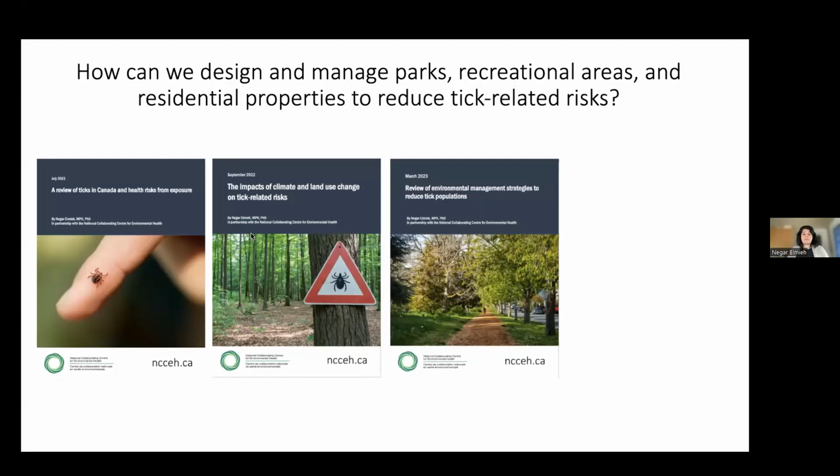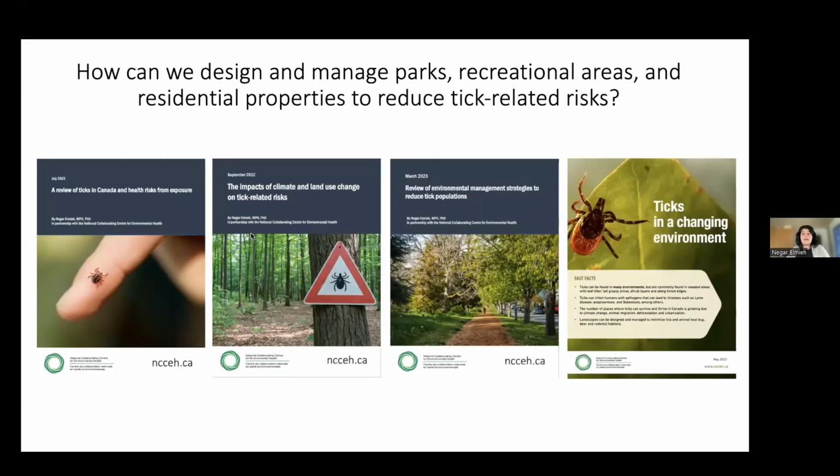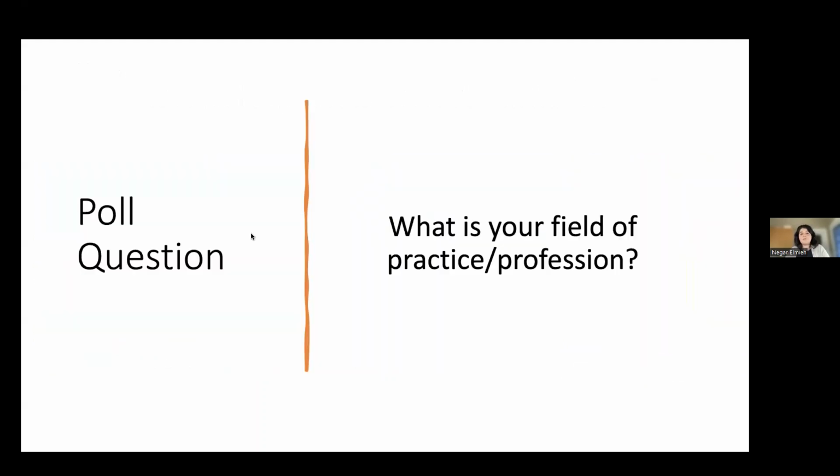And then, as I mentioned, the information from these three reviews was combined to create a designed document for quick access and display to really answer the question, how can we design and manage environments to reduce the risk of tick encounters? So to start off, I have a poll question for you, and that is, what is your field of practice and or profession?